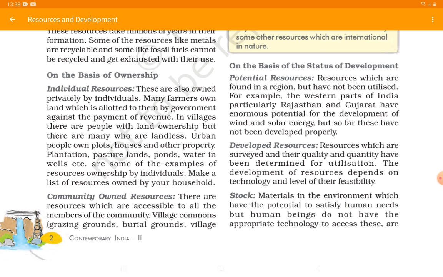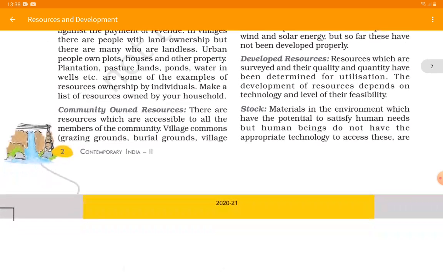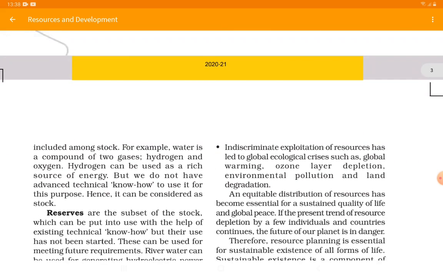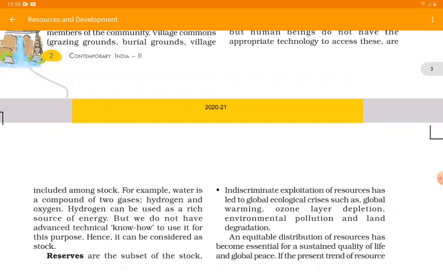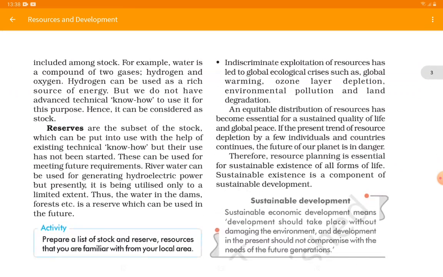Now stock. Materials in the environment which have potential to satisfy human needs but human beings do not have appropriate technology to access these are included among the stock. Means among the stock and potential resource, in the potential resources, the main thing is that we know about those resources, but we do not have appropriate technologies for that. Whereas in stock, these are not known by us, and we also do not have any technology.